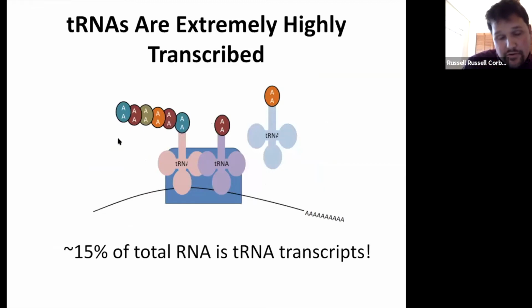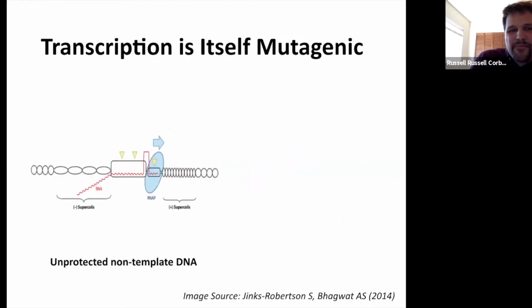One thing we know for sure about tRNAs is that they are extremely highly transcribed. So something like 15% of total RNA in growing mammalian cell culture is actually tRNA transcripts. When you consider that something like 82% is ribosomal RNA, you realize that actually only a tiny amount of the RNA that we study and focus so much on, messenger RNA, is actually the RNA that's in the cell, strangely enough.